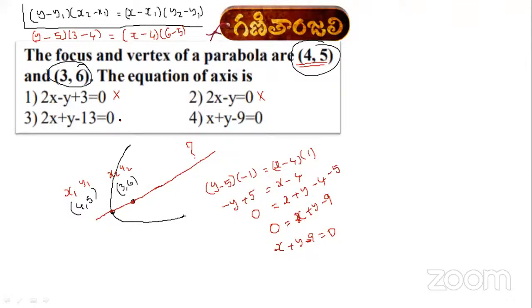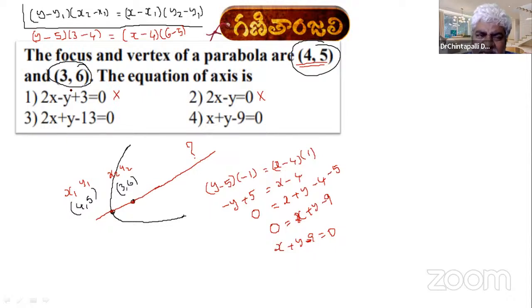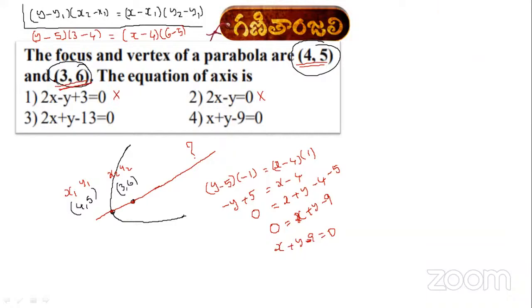Option 3. Yes, sir. Yeah, 4,5 is satisfied, even though it may not be correct. It may not be confirmed because point 3,6 also needs to be satisfied. Check, students, 3,6 is not satisfied. Option 3 or not?